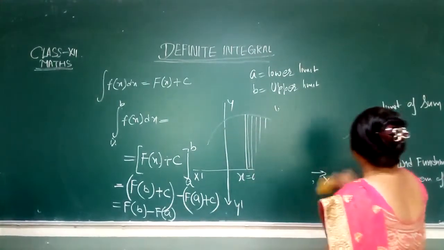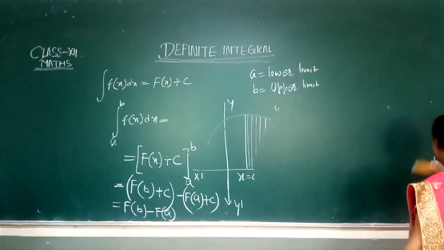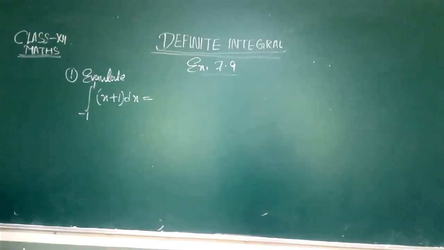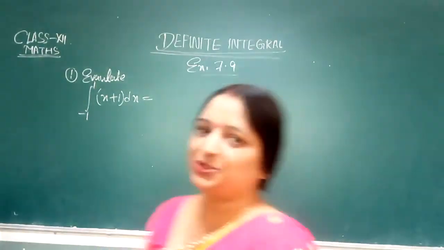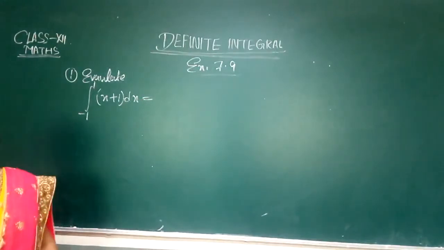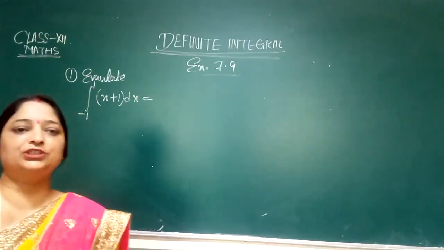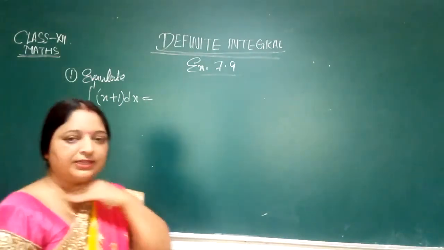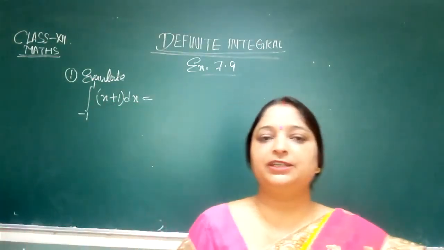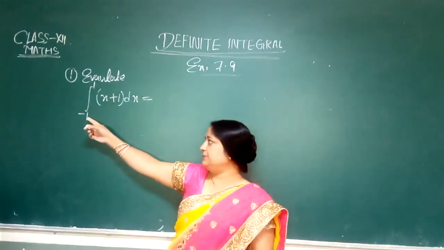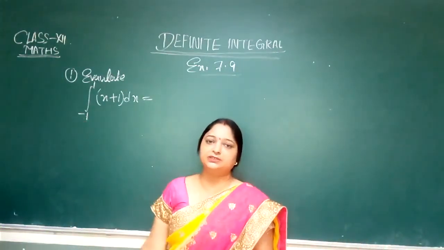Now we are not solving exercise 7.8 because that is according to limit of sums. Now students, let us start exercise 7.9. In exercise 7.9, the first question is to find the integration from minus 1 to 1 of (x + 1) dx. Now this is a definite integral because the limit is given here, that is minus 1 to 1.